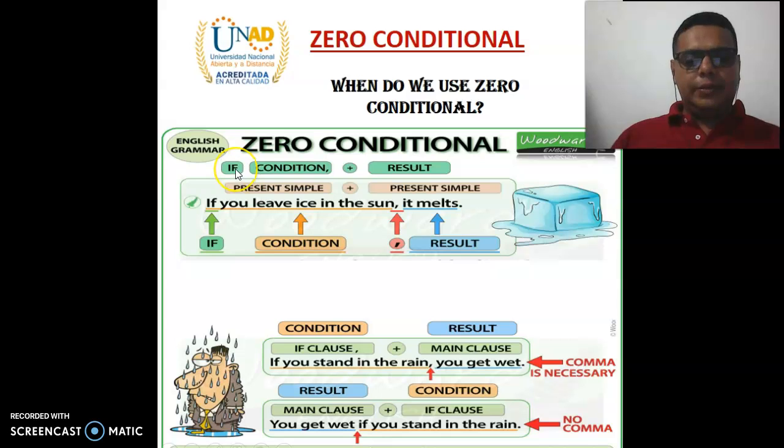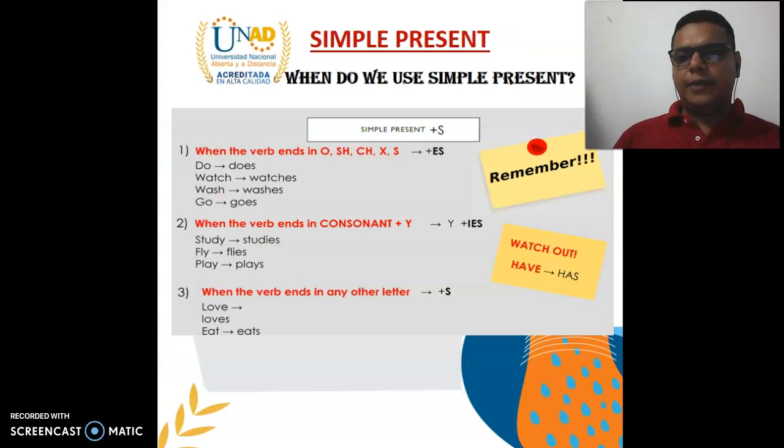So in this case, I will explain that the general structure is going to be an if plus a condition plus a result. But if we want to use zero conditional, we need to know how to use the simple present. So I will remind them of some general rules for simple present. Yes, so I will ask them when we use simple present.